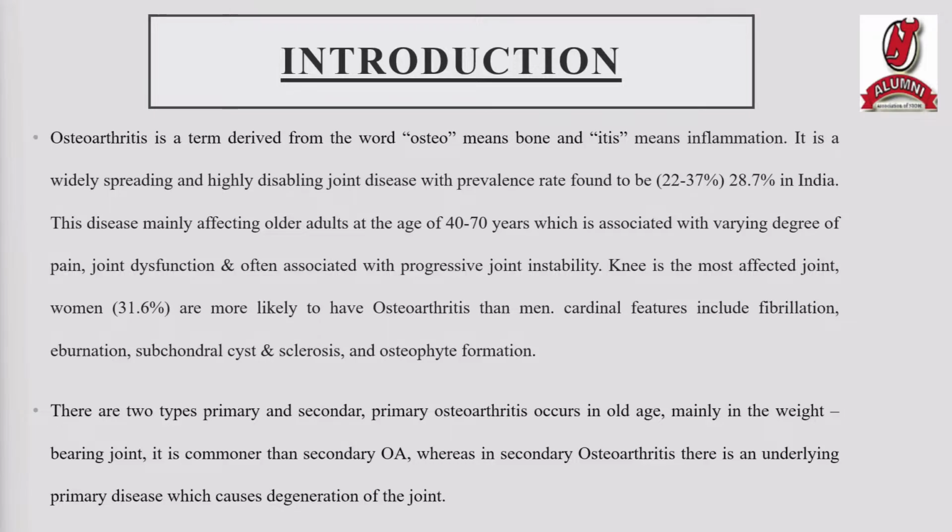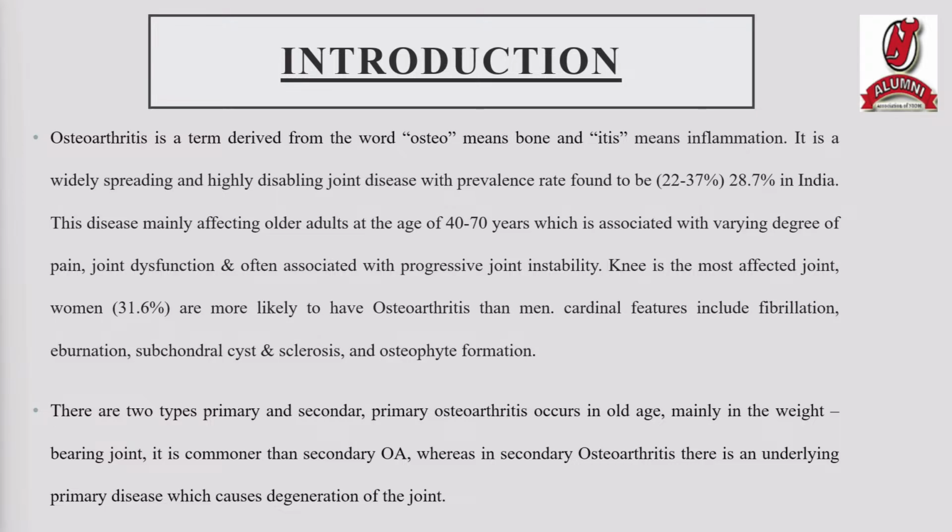Introduction. Osteoarthritis is derived from the term osteo meaning bone and itis meaning inflammation, which is mainly a highly disabling joint disease. Prevalence rate is found to be 28.7% in India, mainly affecting adults of 40 to 70 years of age with varying degrees of pain, joint dysfunction and often associated with progressive joint instability. Knee is the most affected joint. Women are more likely to have OA than men.